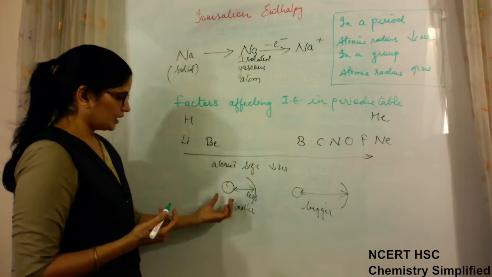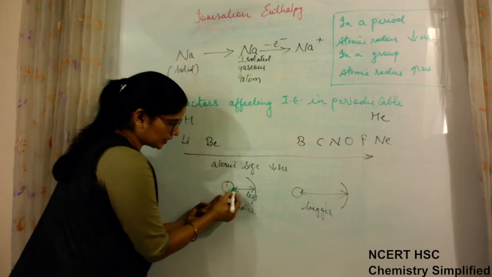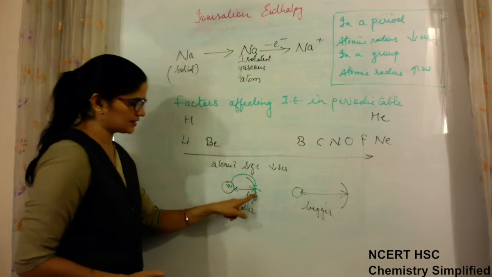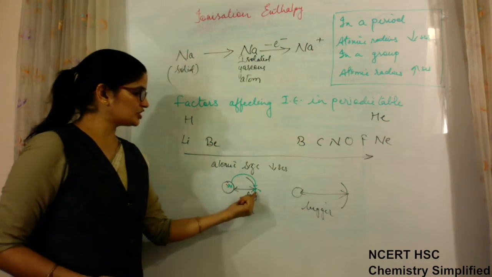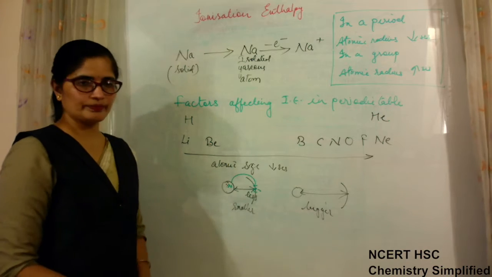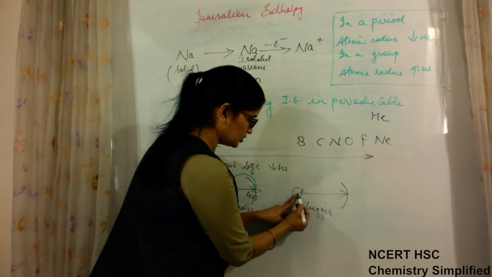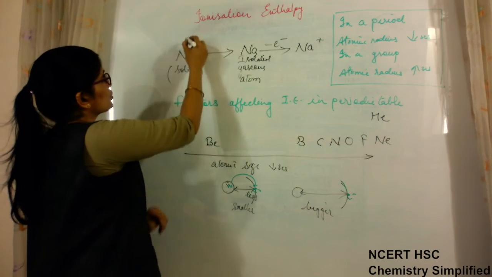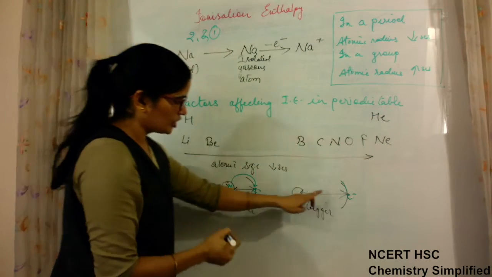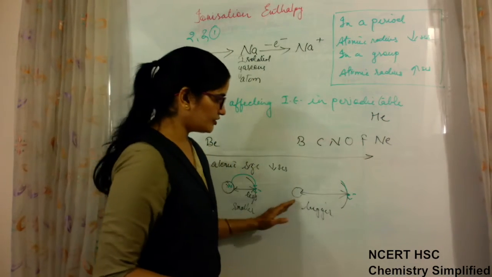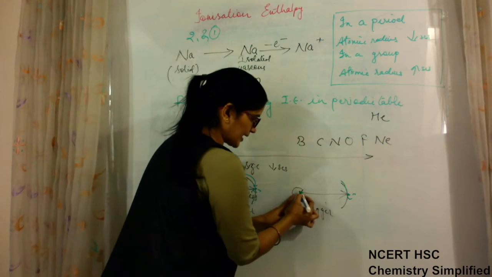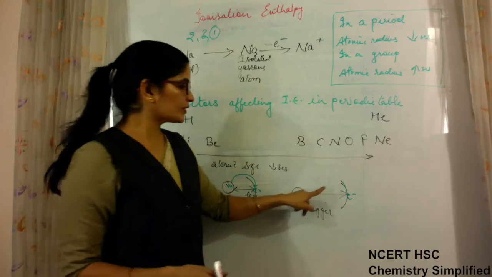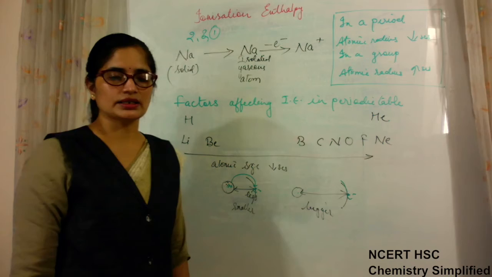Now, when the distance is less, what will happen? The pull of the positive charge is more on the electron present here, so more energy will be required to pull this electron. On the other hand, if the distance between the nucleus and the outermost shell where the last electron is present is more, as in sodium 2, 8, 1, this last electron is present here. Then definitely the attraction is less, and when attraction is less, less energy is required to pull that electron.